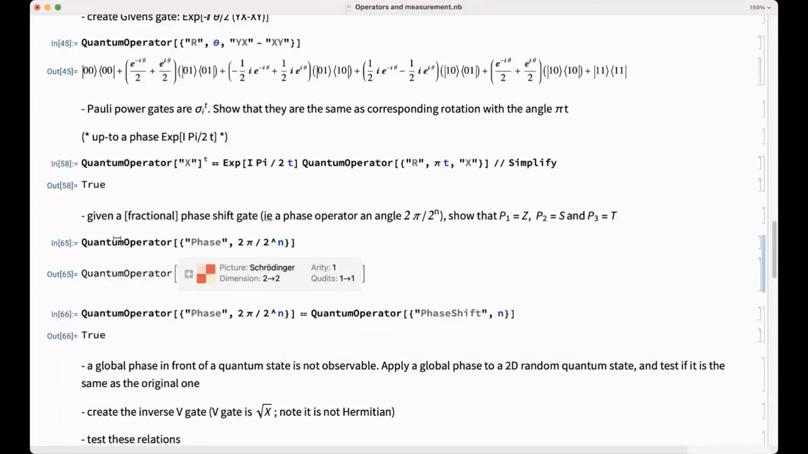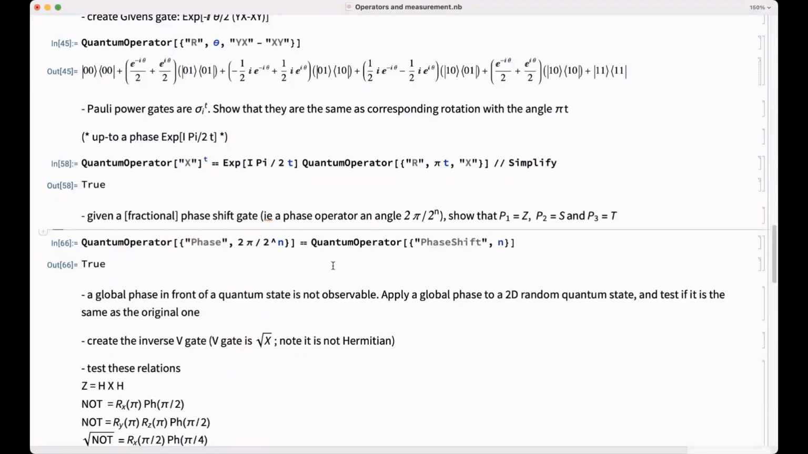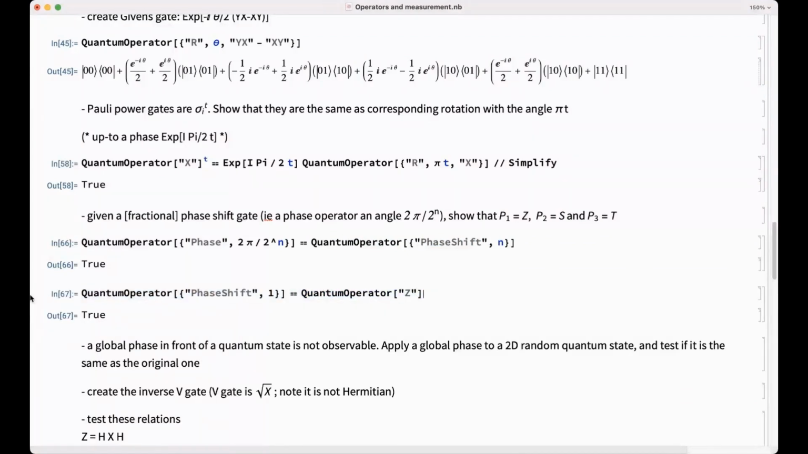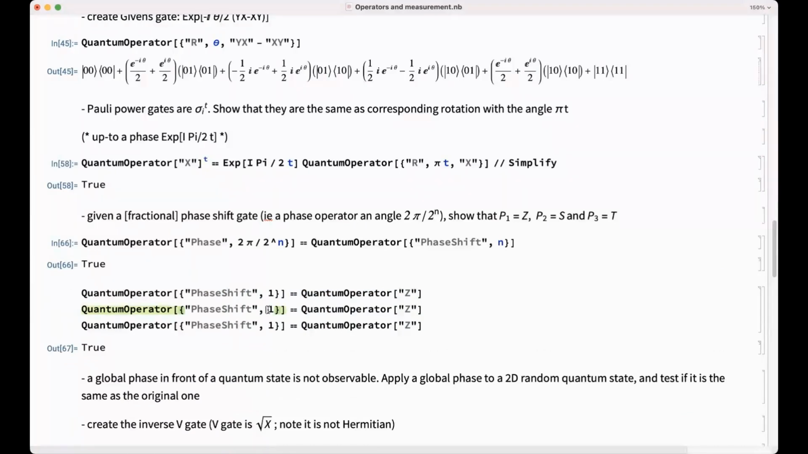Okay, so either you can construct it with the phase and then the corresponding angle, or check if it is a named operator that we have in our framework. Now it says if n is one, it's trivial, but let's check it quickly: phase shift one, let's see if it is the same as Pauli Z, and of course you can do the same for 2 and 3.